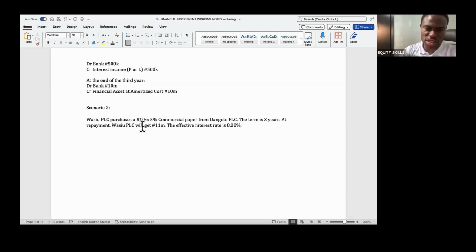And one of the variations is this, that at repayment, which is after 3 years, I'm going to get back 11 million. And they also gave me the effective interest rate. So I'm having two rates. This 5%, which is the nominal rate, and now I have the effective interest rate. So let's break this down for you.